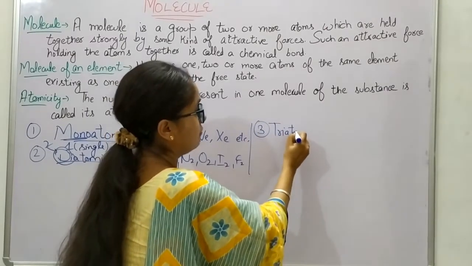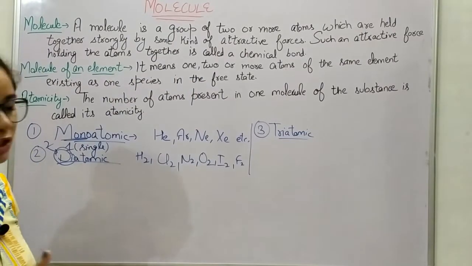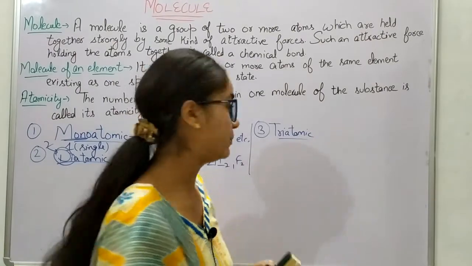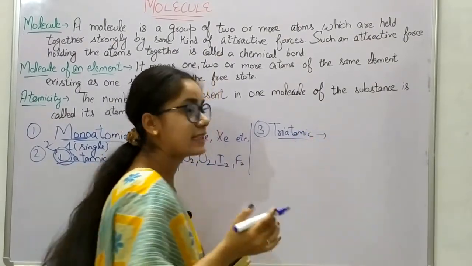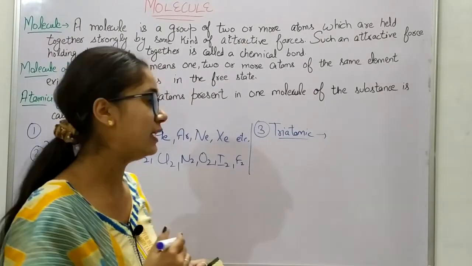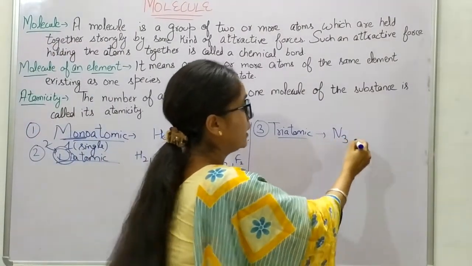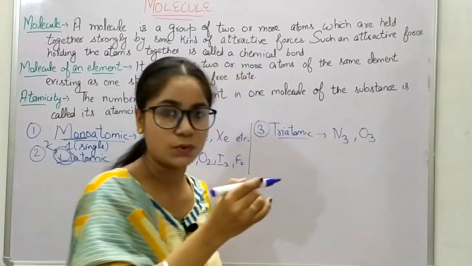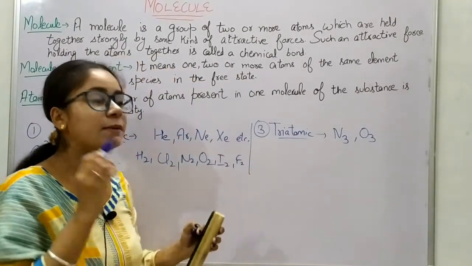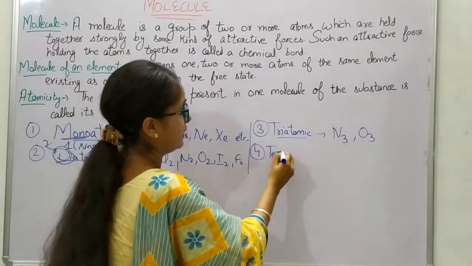Now as you can see clearly what happened in monoatomic and diatomic, the same would happen in triatomic. There would be three atoms grouped together to make a molecule, right? So what are the examples of the triatomic molecule? Think about it. Triatomic molecule, that could be N3, O3, that means ozone, etc. You can take other examples too, whatever example comes into your mind, but that should be the correct one. Then comes the fourth type, that is tetraatomic.